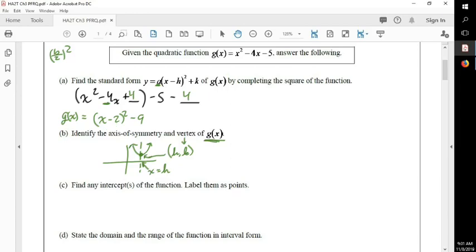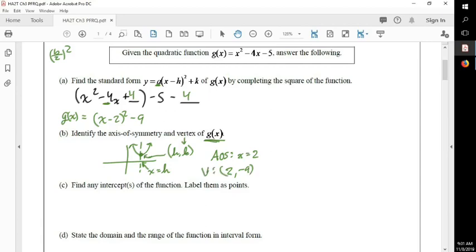So you can say AOS for axis of symmetry, x equals, oh, yep, you're right, +2, because you always have to think the opposite when it's inside the group with the x. And the vertex is (2, -9). You guys get the point there.